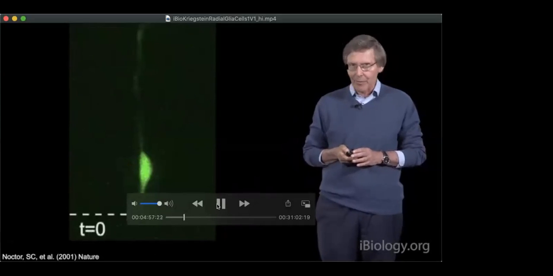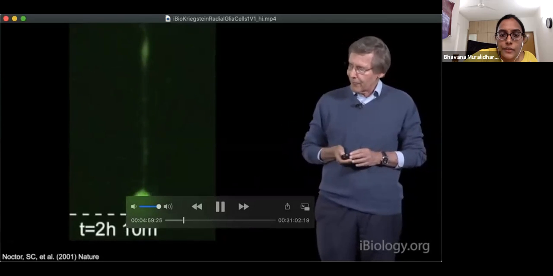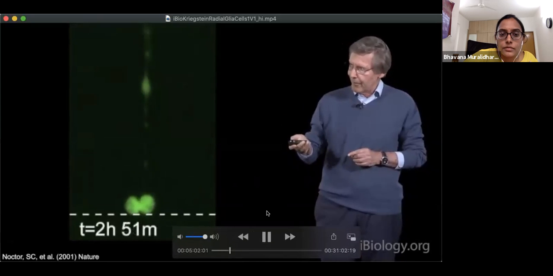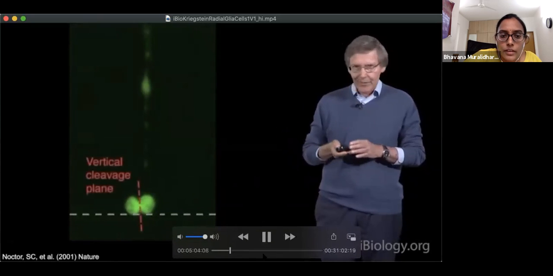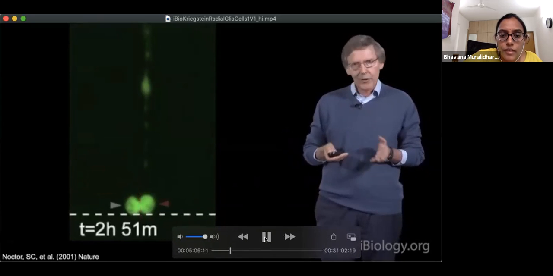It confirms what we hypothesized from those still images. The first cell that was initially infected was a radial glial cell. And as shown here, it divides at the surface of the ventricle and produces a daughter.